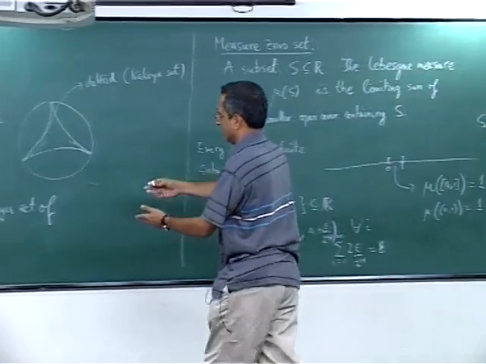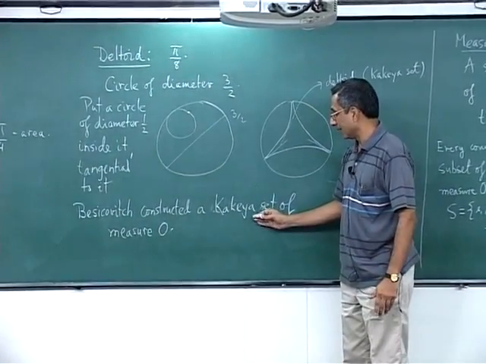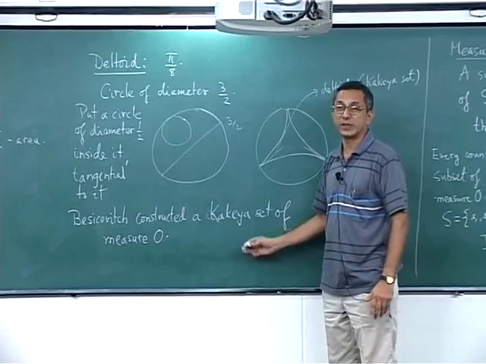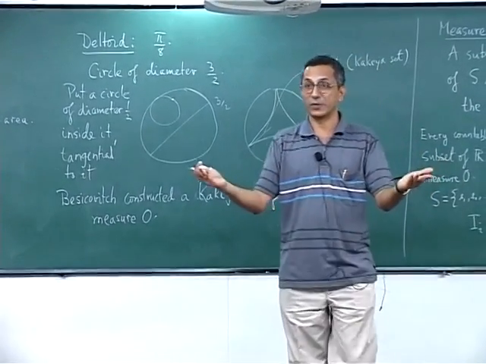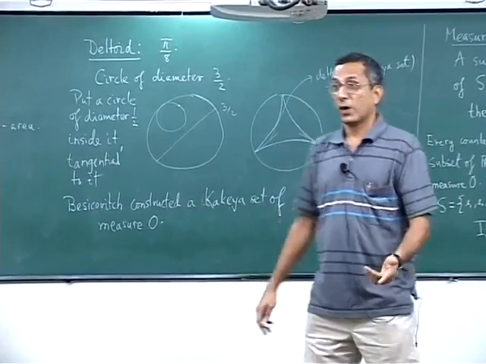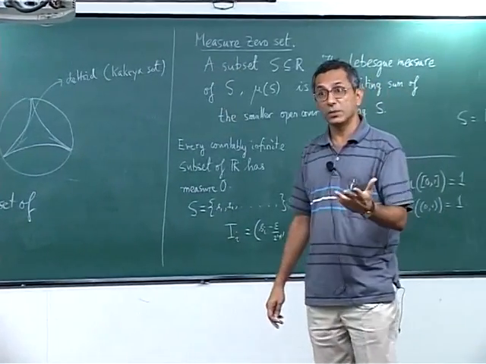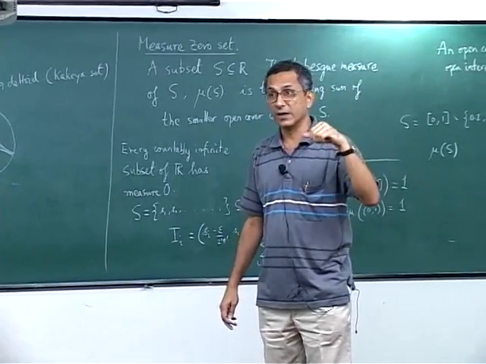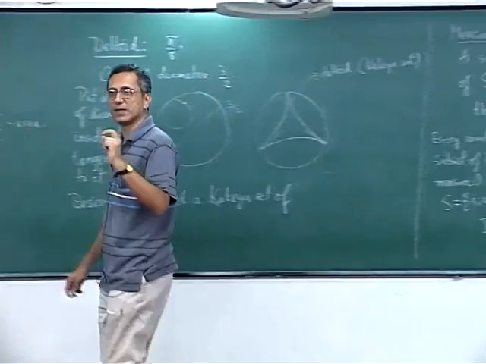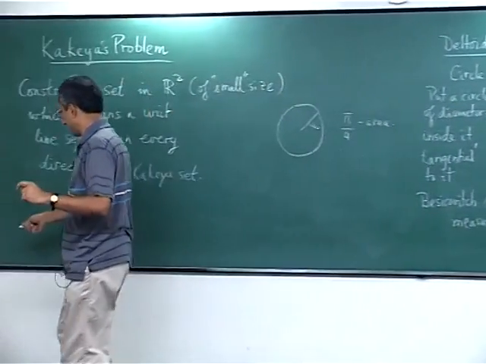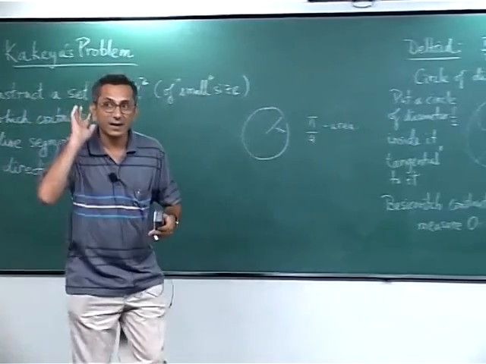So, when he constructs a Kakeya set of measure 0, it is not like something that is impossible, because infinite sets can be of measure 0. Not only countably infinite sets can be of measure 0, there are uncountably infinite sets also which are of measure 0. I do not know if you have seen this. Have you heard of such a construction? Cantor set.